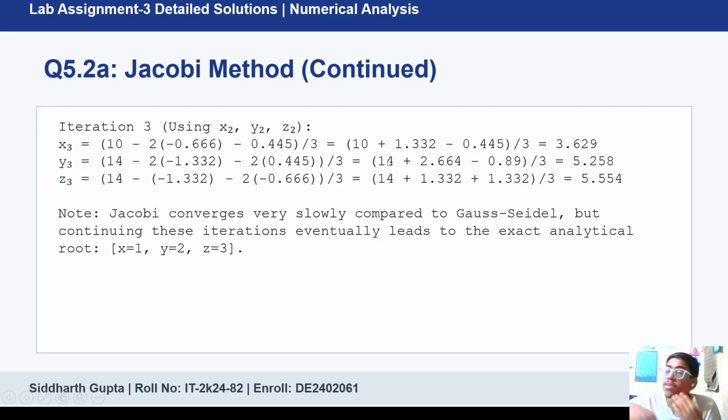Okay, so till when will we continue this? We will continue this until our iterations become nearly equal. Jacobi converges very slowly, but continuing this iteration eventually leads to the exact analytical root. If we take it to further iterations, you could see that by the 18th or 19th iteration the values will come out as x equal to 1, y equal to 2, and z equal to 3. So this is the Jacobi method.